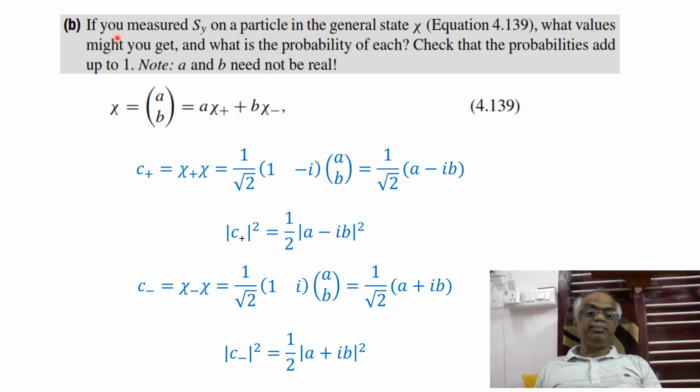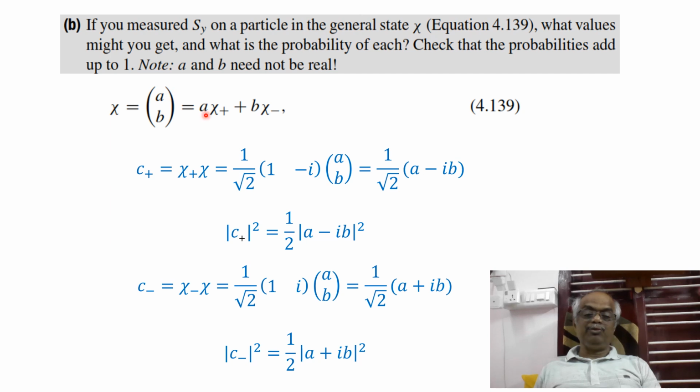Now, part P: if you measured Sy on the particle in the general state chi, that is equation 4.139, what values might you get and with what probability of each? Check that the probabilities add up to 1. Note A and B need not be real. So equation 4.139 says chi is equal to the column matrix A, B, which is equal to A multiplied by chi plus.